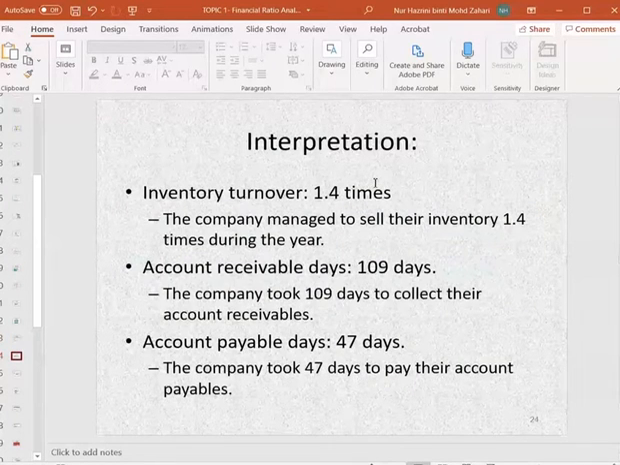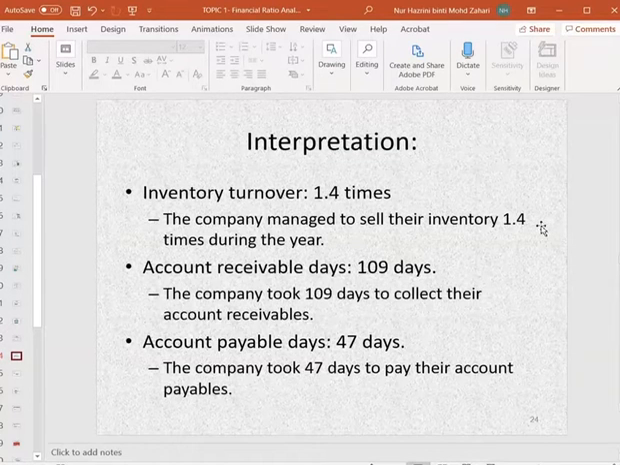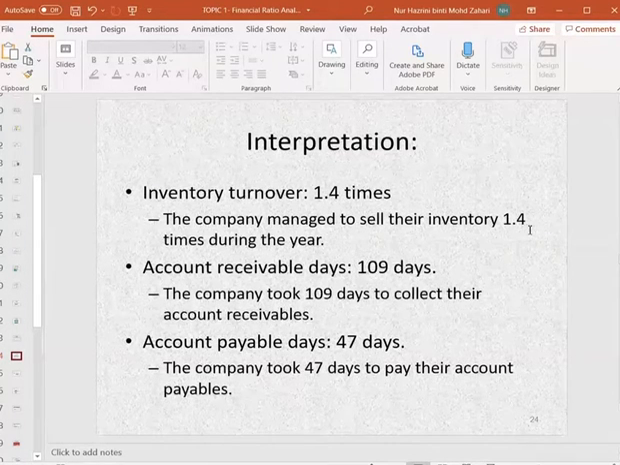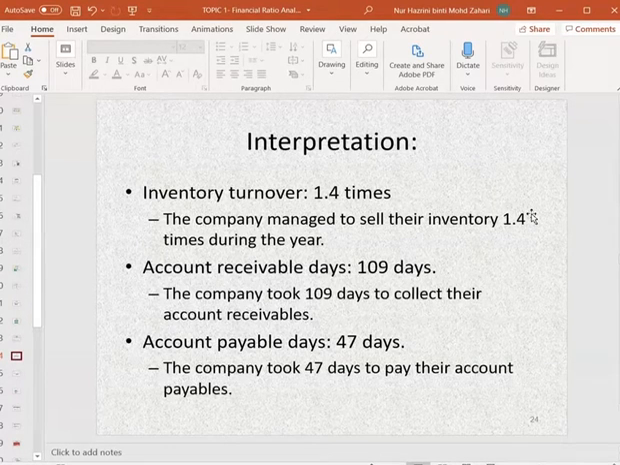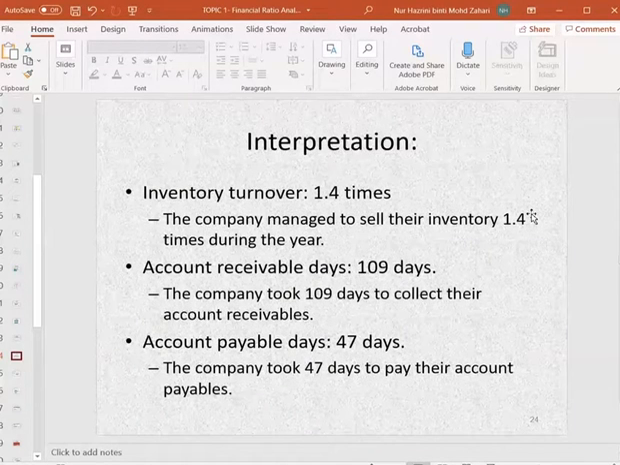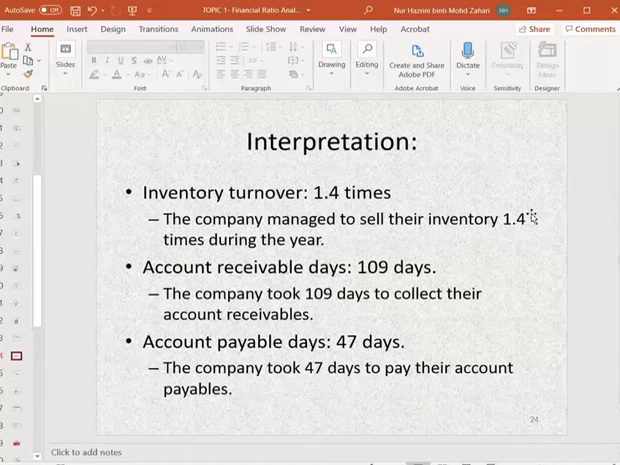Okay, so how do we read this ratio? So for inventory turnover, the company managed to sell their inventory 1.4 times during the year. Okay, so we are talking about the inventory in a very big warehouse. It's not that we are talking about every day how many inventories that you sell. We are talking about once you order. Once you order your inventory, you are not going to order very small number. You are going to order very large number.